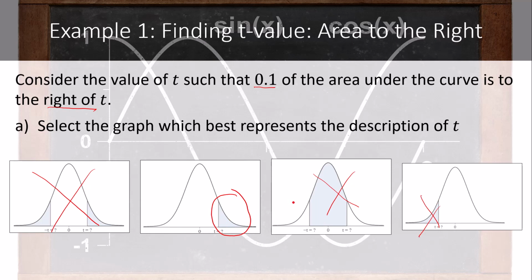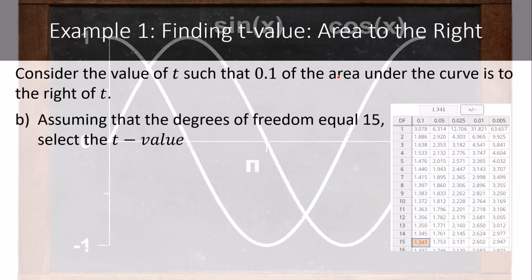Okay, now that we have that worked out, we want to find that value of t such that 0.1 of the area is to the right of t, and we want to assume that we have 15 degrees of freedom. So using our tables, we want to go to 0.1 because that is our area, and we want to go down to 15 degrees of freedom. That's right here. That will lead us to that particular value right there, and that will be our answer for this particular case.